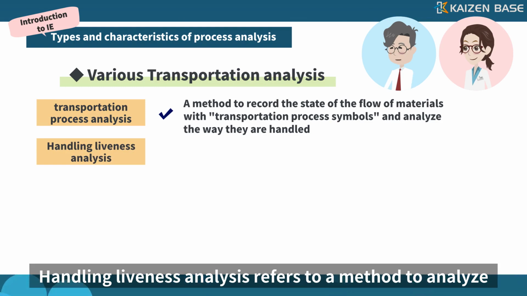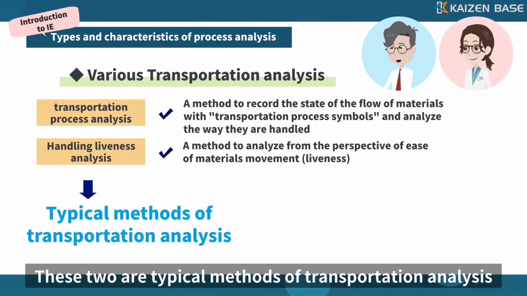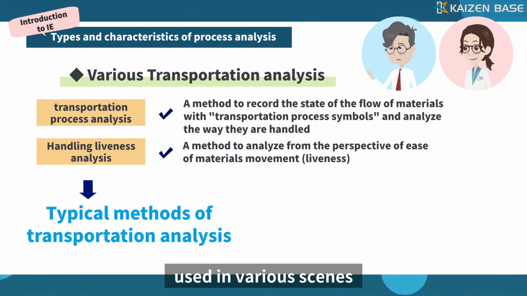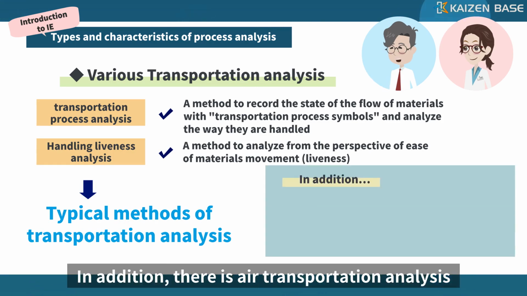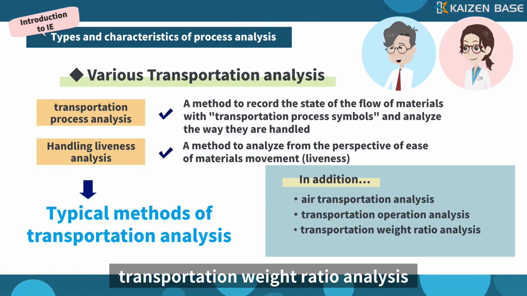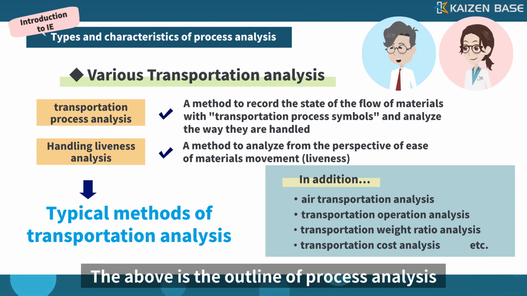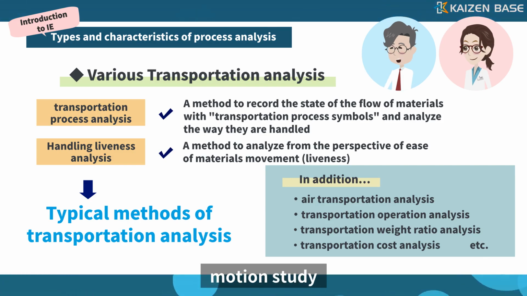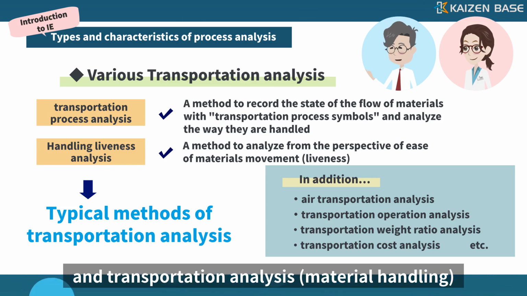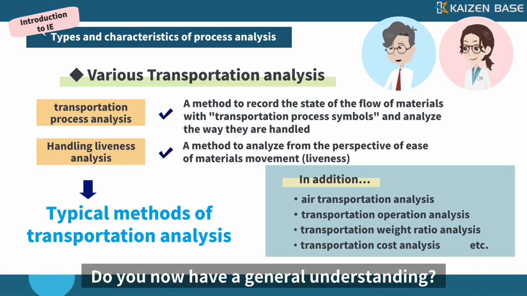Handling liveness analysis refers to a method to analyze from the perspective of ease of materials movement, liveness. These two are typical methods of transportation analysis used in various scenes. In addition, there is air transportation analysis, transportation operation analysis, transportation weight ratio analysis and transportation cost analysis, etc. The above is the outline of process analysis, motion study and transportation analysis, material handling. Do you now have a general understanding?